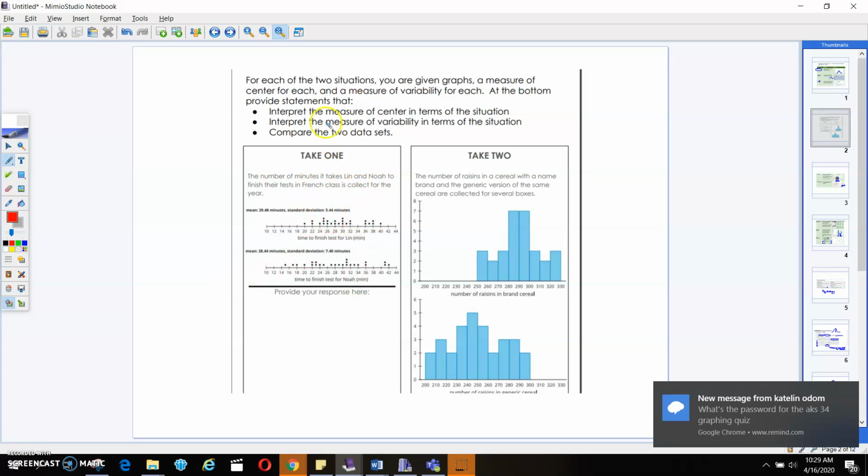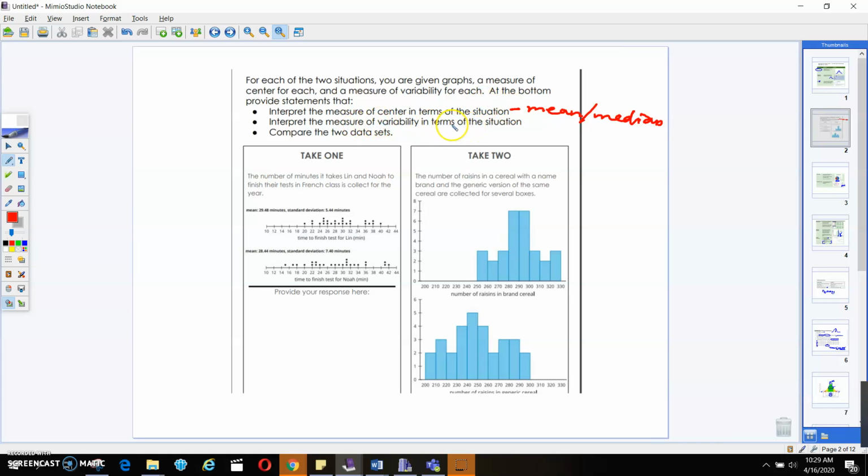All right, so somebody asked me to go over this take two. What's going to happen is you're comparing the measure of center, which is basically like the mean or the median, and then you're also going to compare the measure of variability. This is talking about like standard deviation or IQR. Normally we talk more about standard deviation with measure of variability. That's kind of like how spread out it is. Okay, so we're going to compare the two data sets.